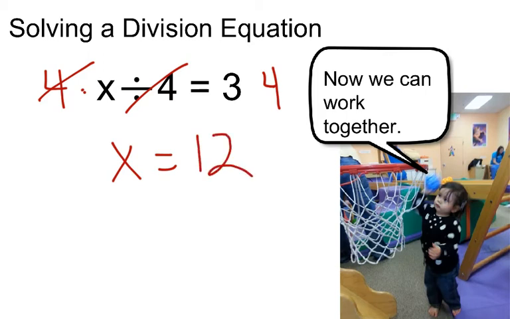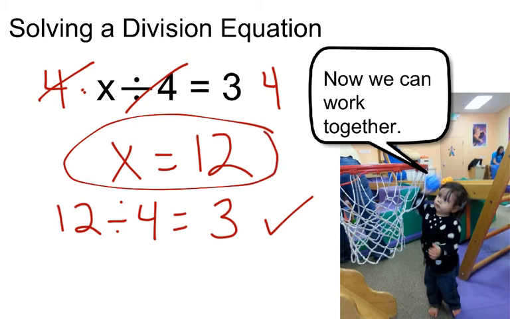Now I need to check if I got it right. Is 12 divided by 4 equal to 3? Yes, it is. There are 3 groups of 4 in 12. So I know x equals 12.